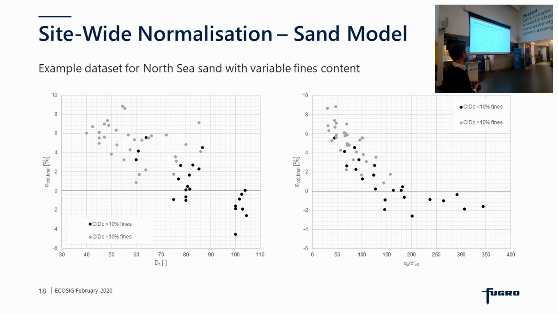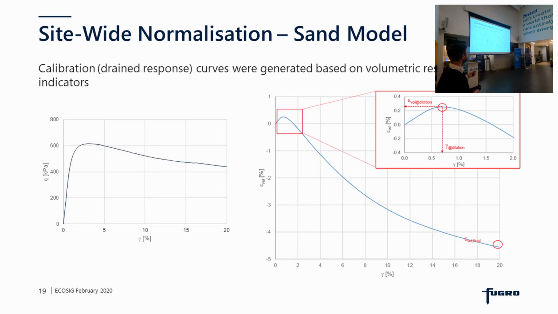When we pick a different normalized state measure, in this case a normalized cone resistance value, we get a much better prediction of response. And so we select a normalized cone resistance parameter to calibrate our soil model, or essentially as a profiling parameter for our soil model calibration.